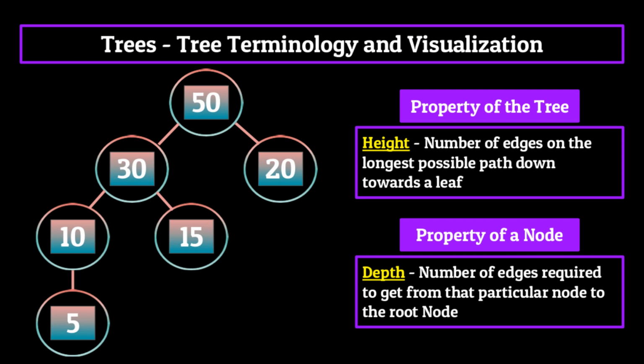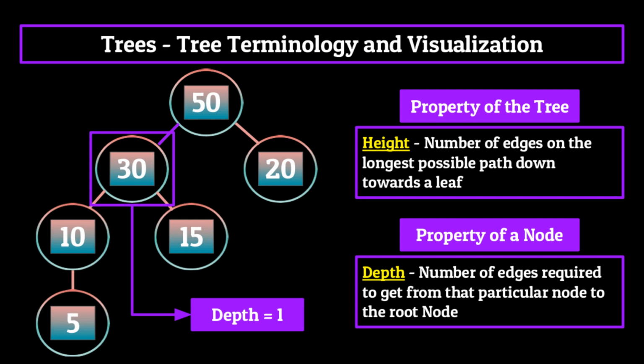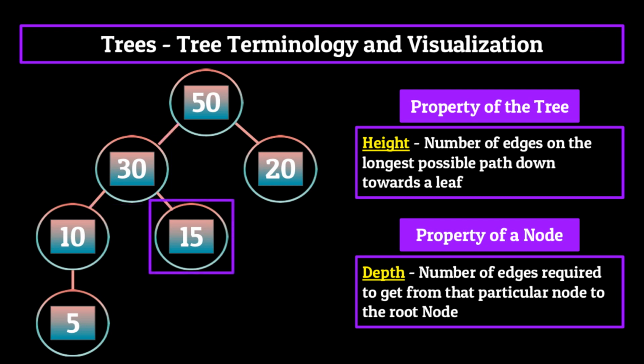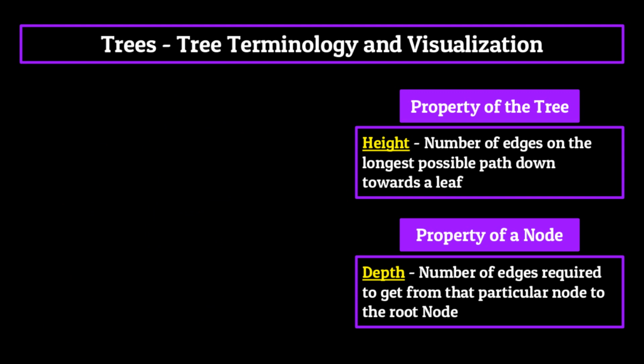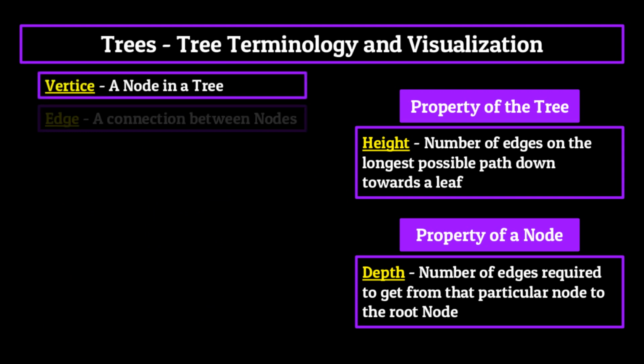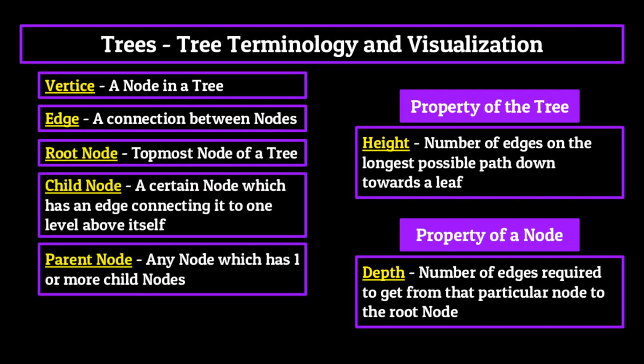The depth of a certain node is the number of edges required to get from that particular node to the root node. For example, let's take our 30 node. Since there's only one edge connecting it on the way up to the root node, its depth would be 1. For the 15 node, however, since there are 2 edges which separate it from the root node, the 15 node would have a depth of 2. That's pretty much all you need to know about the terminology associated with trees in computer science. As a review, we have the height and depth, obviously. Then we have vertices, edges, root nodes, parent nodes, and leaf nodes.